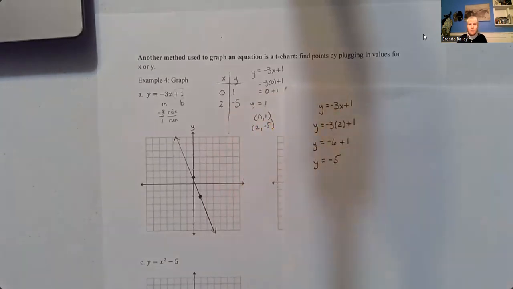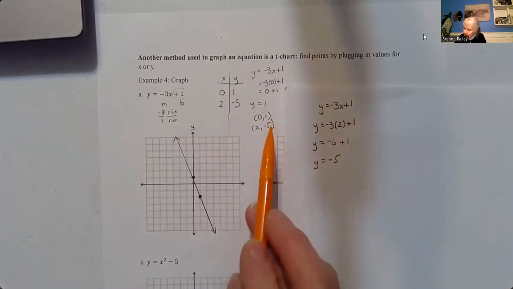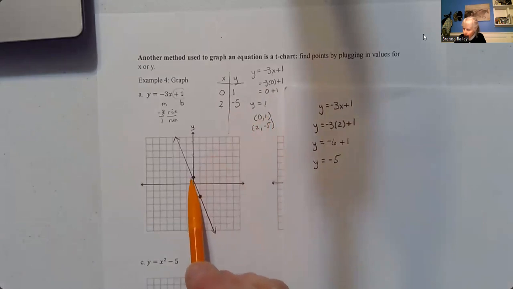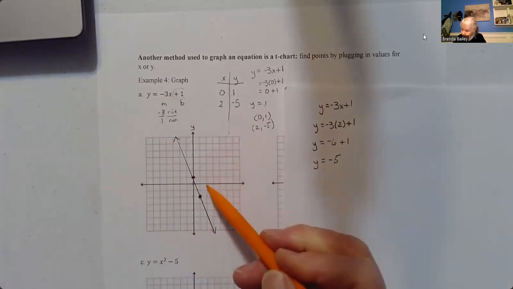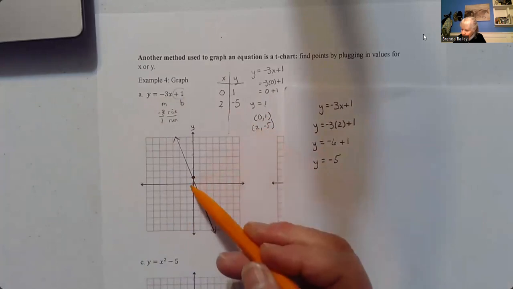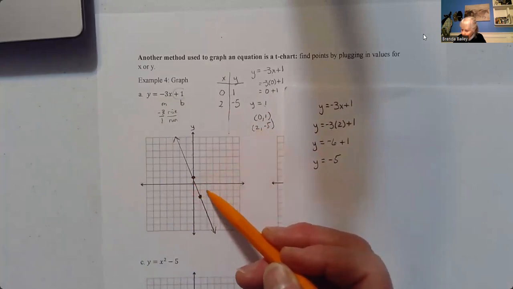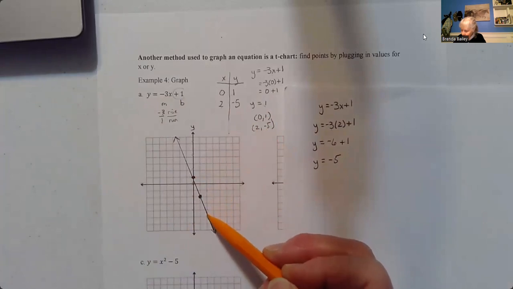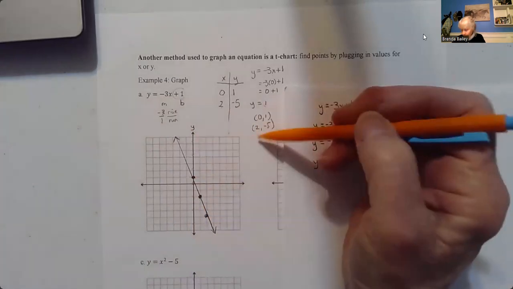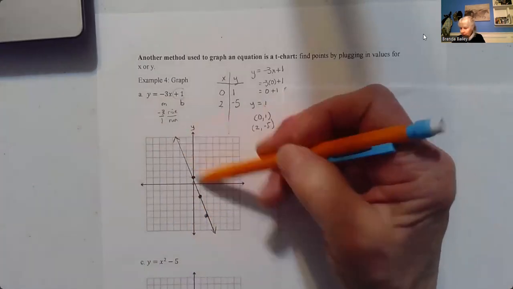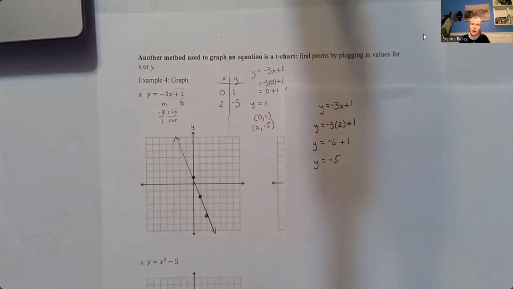And I would plot those 2 points and connect them up. The first point, (0, 1), we got that from the y-intercept. So that worked. But the other one, (2, -5), this one right here. My graph was a little off. It needs to be the same line, but then you would connect up those 2 points and it forms the same line. So those are 2 different methods of graphing an equation.